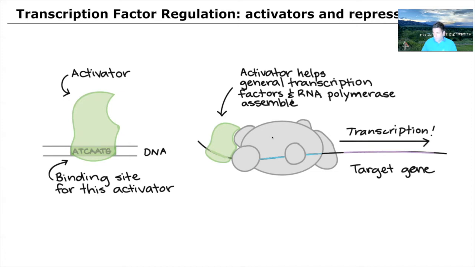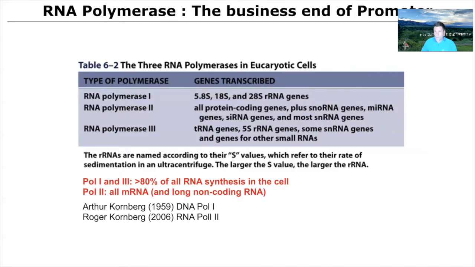And so there's 3 types of these polymerases that make the mRNA, or long non-coding RNA transcripts. RNA polymerase 1 tends to make ribosomal RNA. Polymerase 2 does long non-coding RNAs and mRNA. And polymerase 3 does more RNAs that are involved in translation.